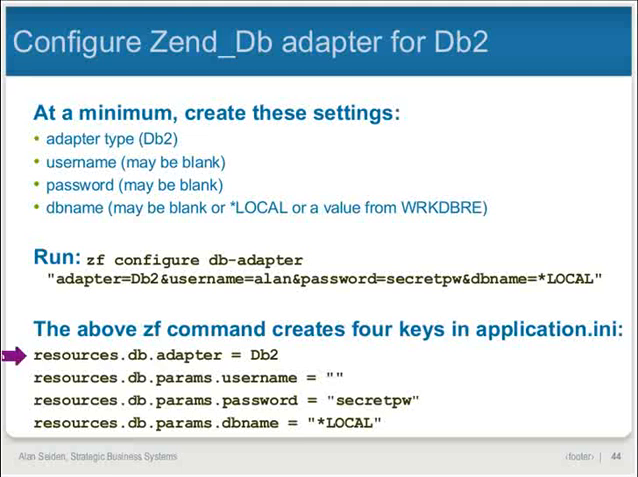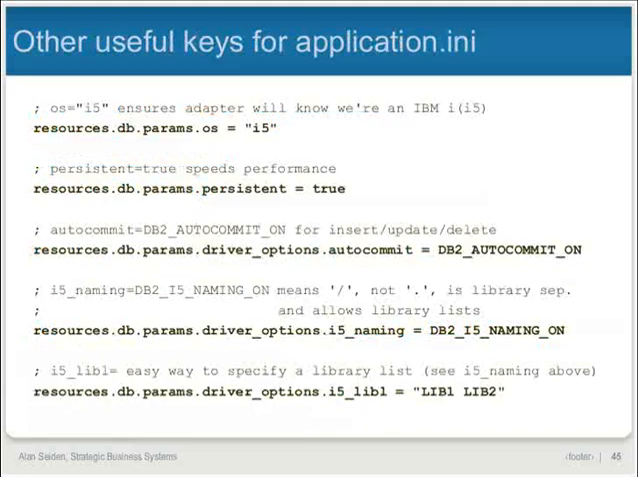Moving along, here are some more items that you may want to enter in your application.ini. You may want to type this in, identify the project as i5. You may want to use a persistent database connection or not. It's up to you. You'll get better performance if you do, if you know what you're doing. Auto commit on is the default, to make sure your inserts, updates, and deletes get committed right away.